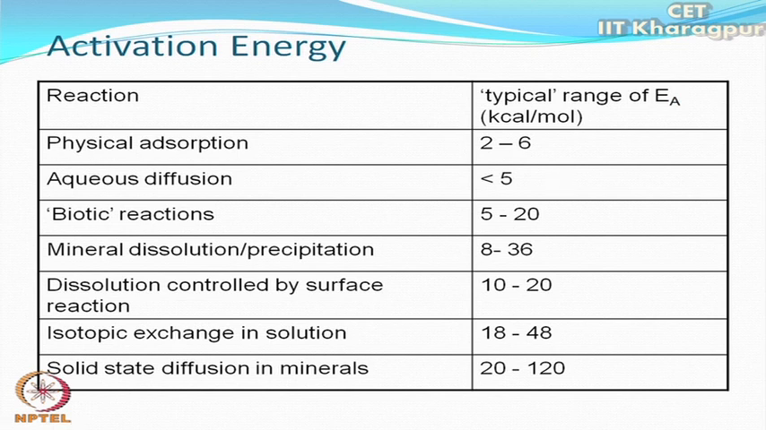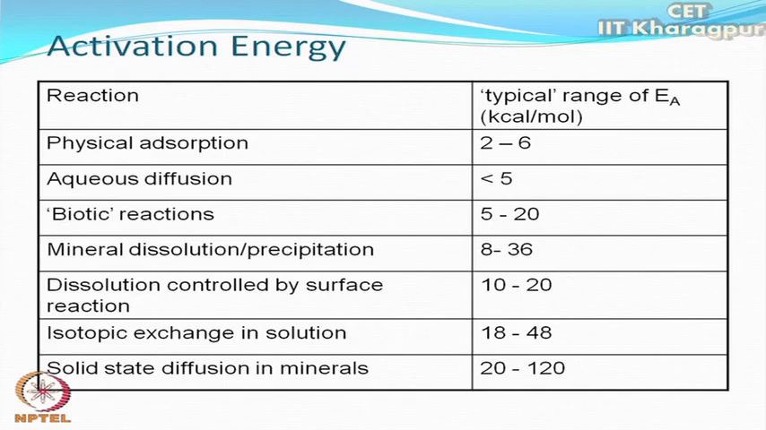Then mineral dissolution or precipitation. Mineral dissolution means, say, you have some lump of mineral and you leach it with water, then some of the minerals will get dissolved. This dissolution has a typical range of activation energy of 8 to 36 kilocalories per mole.